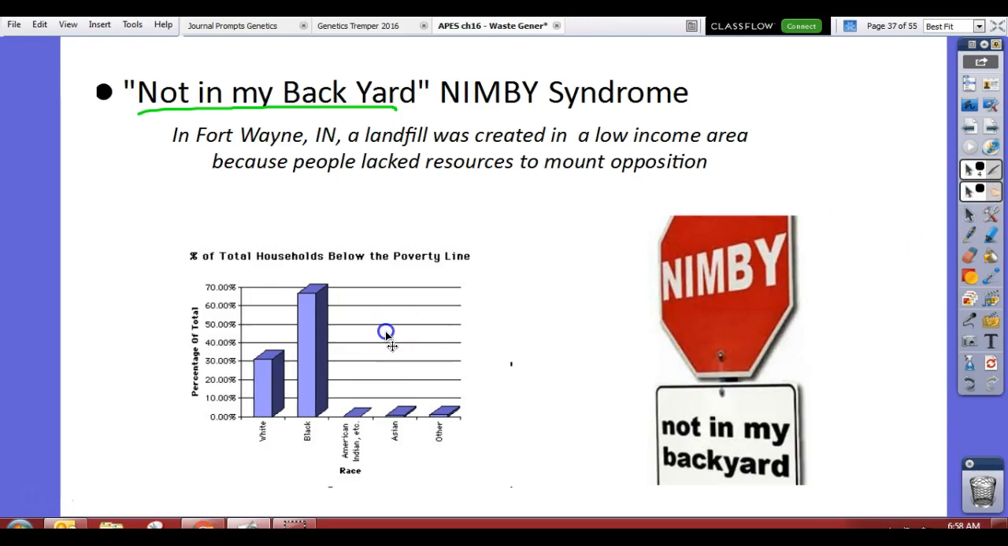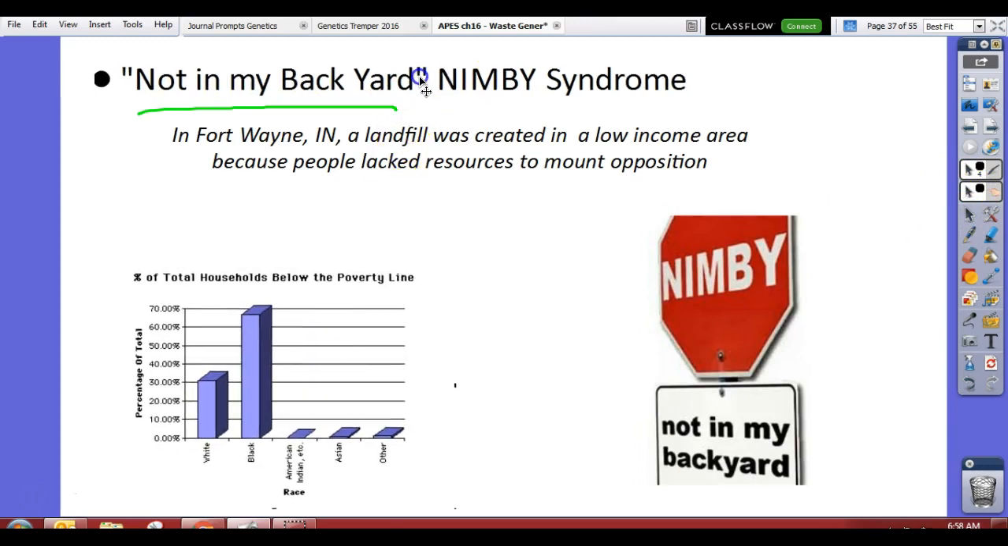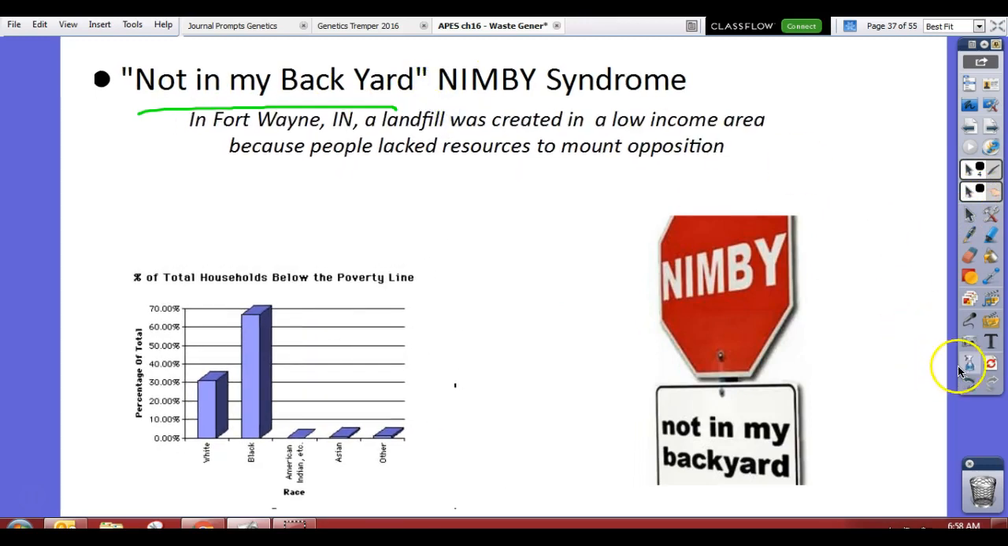You don't necessarily have to write anything down for this slide, but I need you to understand that a lot of times people are like, oh, we should have dumps, we should have landfills. And they say, but as long as it's not in my backyard, because they don't want something toxic or hazardous or something that's an eyesore in their backyard. So where do these things end up? Well, they end up in low-income areas where these people don't have the resources to basically fight it.